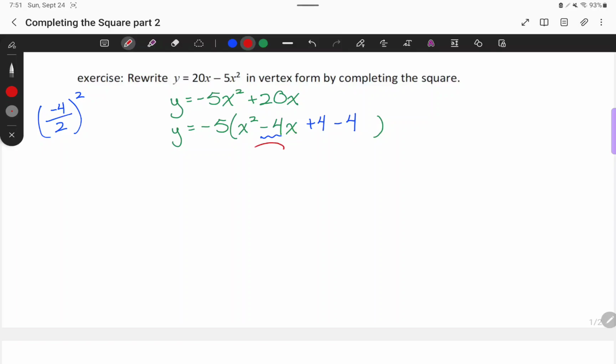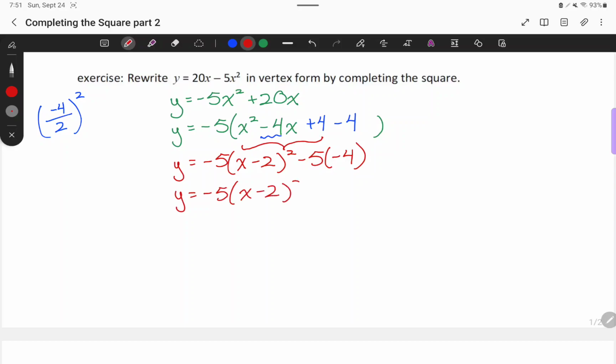What we do next is look at our perfect square trinomial that we just created, and we'll write this as y equals -5 times x minus 2 squared. But I also have this -5 times -4. So our answer will actually be -5 times x minus 2 squared plus 20. And that is our vertex form.